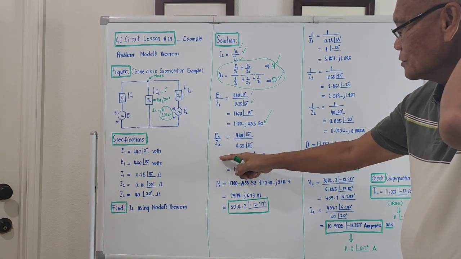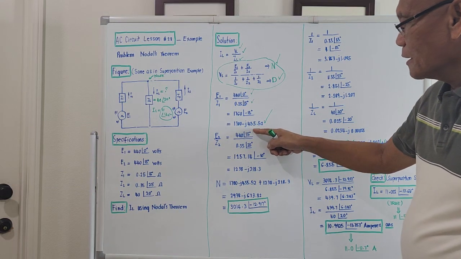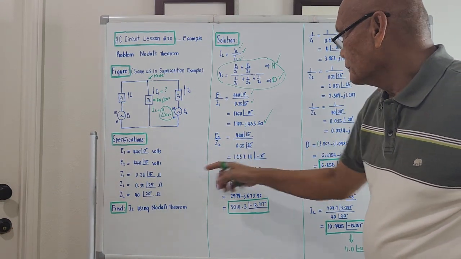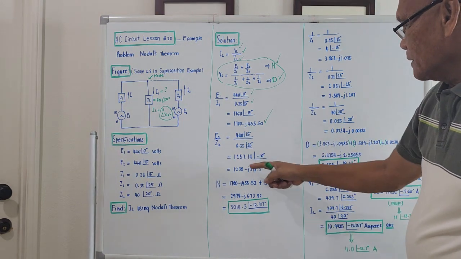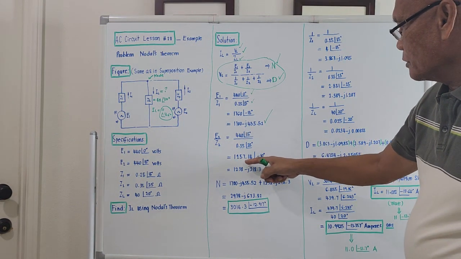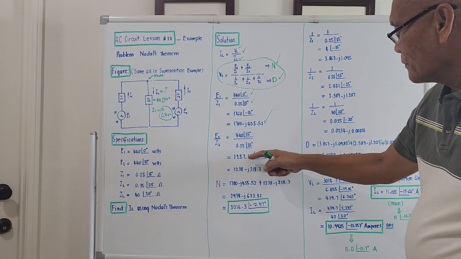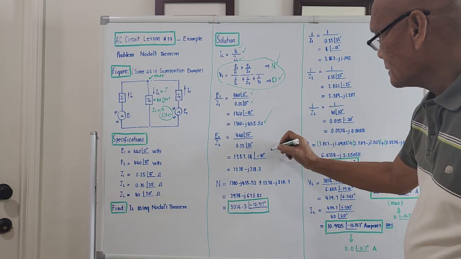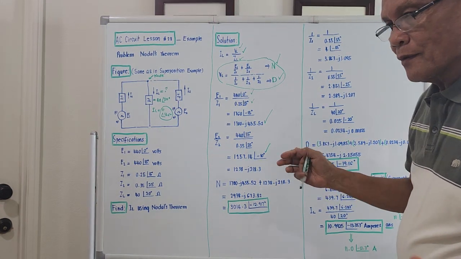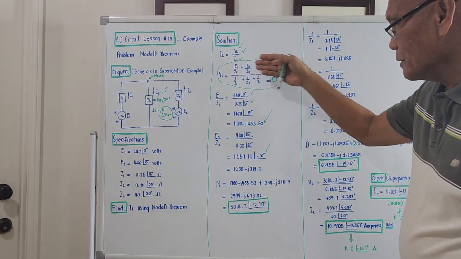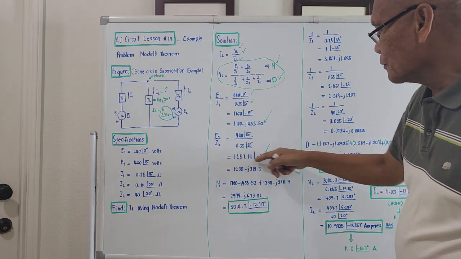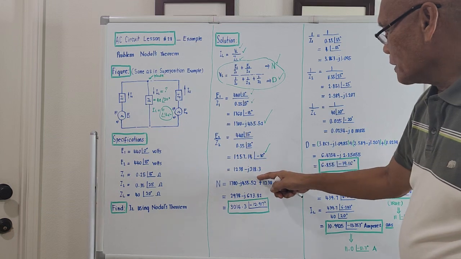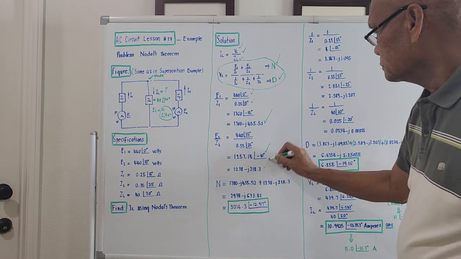For E2 over C2, it will be 40 angle 15 degrees over 0.35 angle 25 degrees. What comes out if we take the ratio of the magnitude is 1257.14. 15 minus 25 will be negative 10 degrees. And again, I am preparing myself for the vectorial addition on the numerator. I will now convert this polar to rectangular. So it will be 1238 minus j218.3.